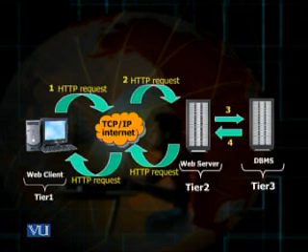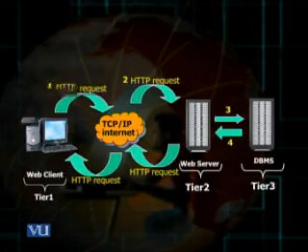We call that tier 3, and the result from that tier 3 goes back to the web server in step number 4, and then from the web server the response to this HTTP request is supplied to the web client. So you have seen that the processing here has taken place in 3 tiers.